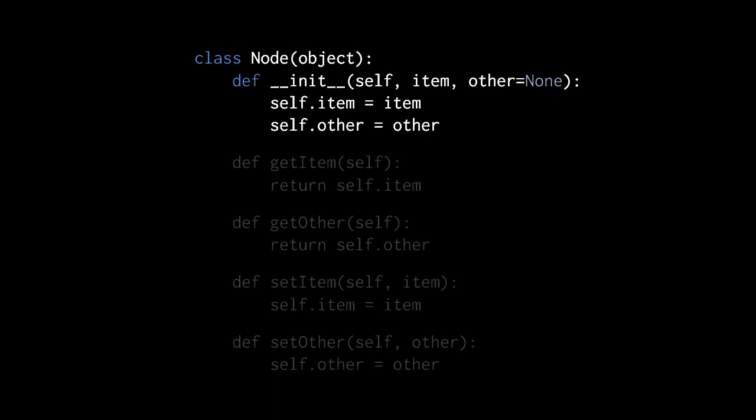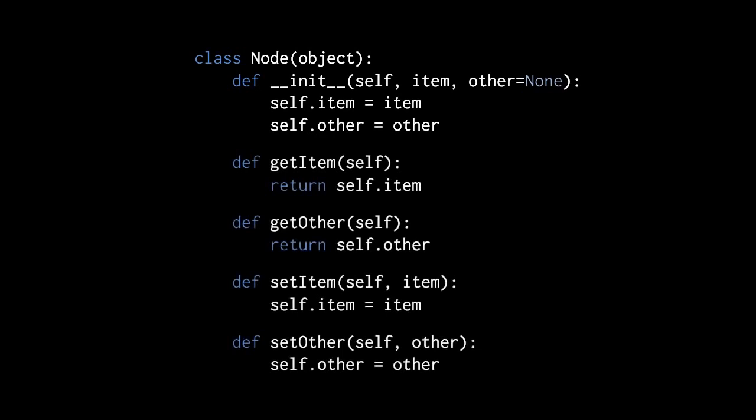In the body of the constructor, we simply give the node object two attributes, item and other, and we assign to them the values passed to the item parameter and the other parameter. The item attribute is the value of the node, the item represented by this node, whereas other is a reference pointing to some other node. By default, though, it's None, so by default we have a node which doesn't point to any other node.